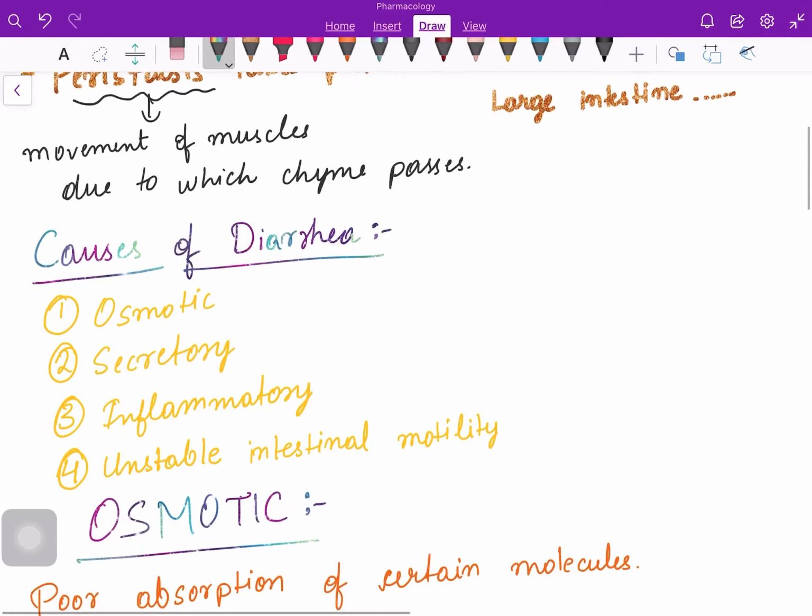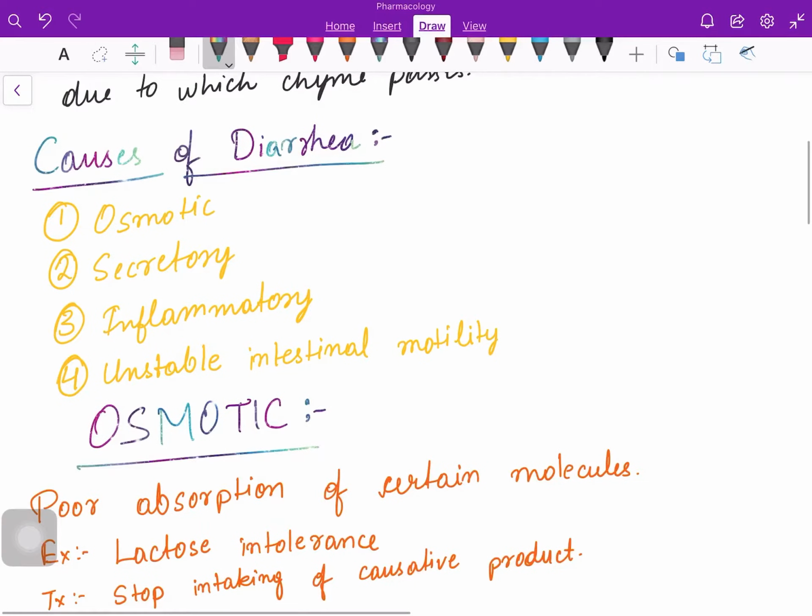Then there are causes of diarrhea. There are mainly four causes of diarrhea, that is osmotic, secretory, inflammatory and unstable intestinal motility, also known as deranged motility. These are the four types of diarrhea. Now I will not tell much about all these causes of diarrhea. I will just explain in short what they are, because our main topic is anti-diarrheal medication. Our main topic is not about diarrhea.